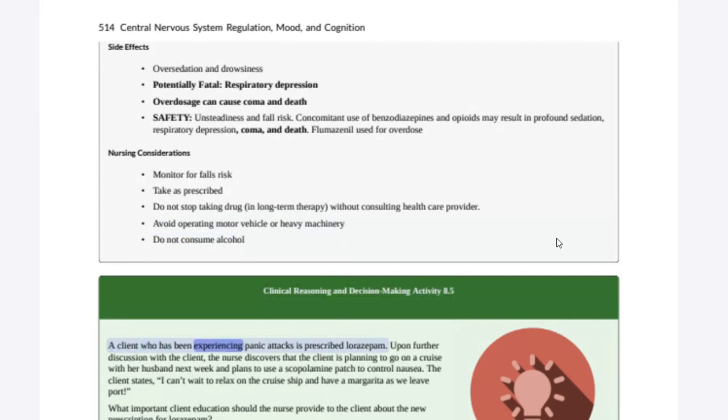A client who has been experiencing panic attacks is prescribed lorazepam. Upon further discussion with the client, the nurse discovers that the client is planning to go on a cruise with her husband next week and plans to use a scopolamine patch to control nausea. The client states, "I can't wait to relax on the cruise ship and have a margarita as we leave port." What important client education should the nurse provide to the client about the new prescription for lorazepam? Note, answers to the critical thinking activities can be found in the answer key sections at the end of the book.